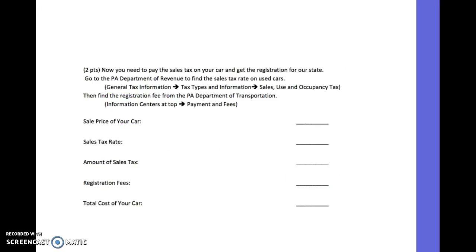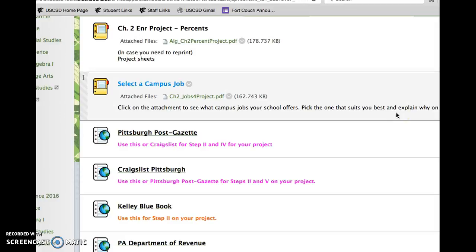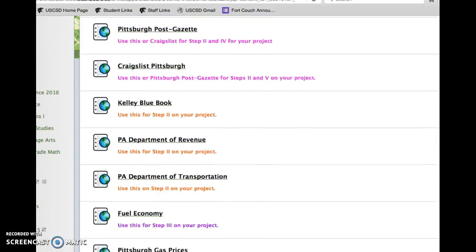Now you have to pay for your car. You're going to pay the sales tax on your car and get the registration for our state. So you're going to go to the Pennsylvania Department of Revenue, which is again on Blended Schools, and this is also on Blended Schools, to find your sales tax and your registration fee. And when you go back to Blended Schools, you can see here is your Pennsylvania Department of Revenue.